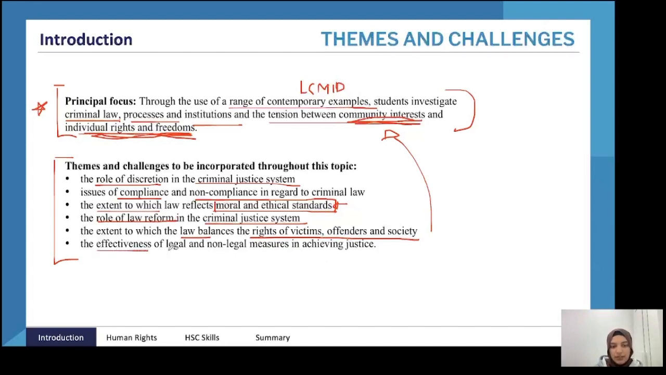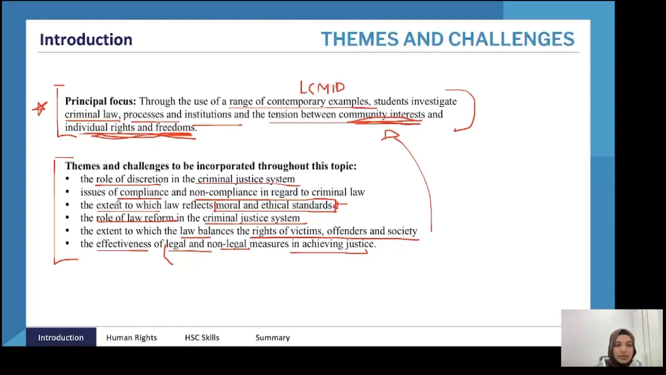Finally, effectiveness of legal and non-legal measures in achieving justice. What are our legal measures? Anything like legislation, common law, all of those. Non-legal measures: protests. We have many organizations that aim to address things in that way. Media as well. So a lot of different sources and measures that you can have a look at there.